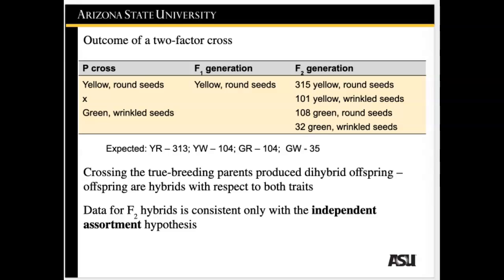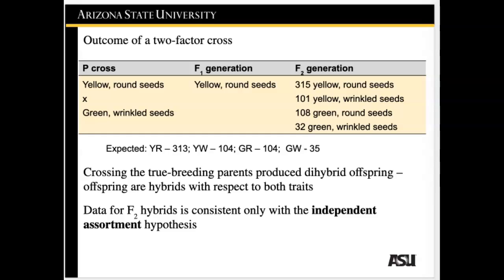The total in this case is 556. Multiplying that by 9 out of 16 gives us 312.75. Since we cannot have 0.75 plants, we must round to a whole number, so we would use 313 plants as the dominant phenotype for our expected. For the recessive plant, we multiply that 556 total times the 1 out of 16, which gives us 34.75. Again, we'll call it 35.